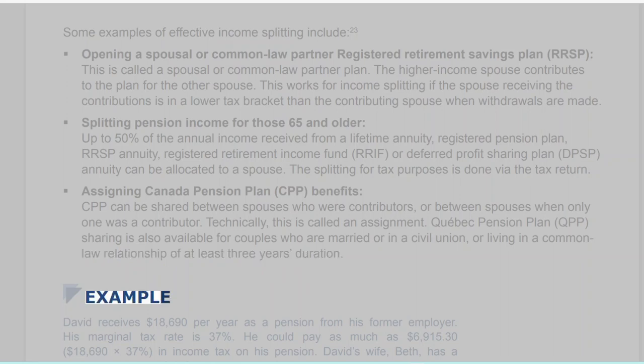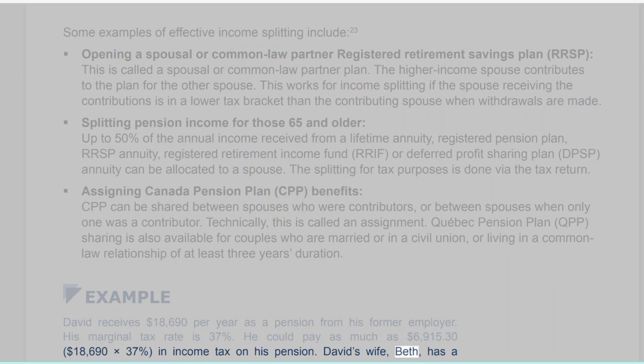Example. David receives $18,690 per year as a pension from his former employer. His marginal tax rate is 37%. He could pay as much as $6,915.30, $18,690 times 37%, in income tax on his pension.